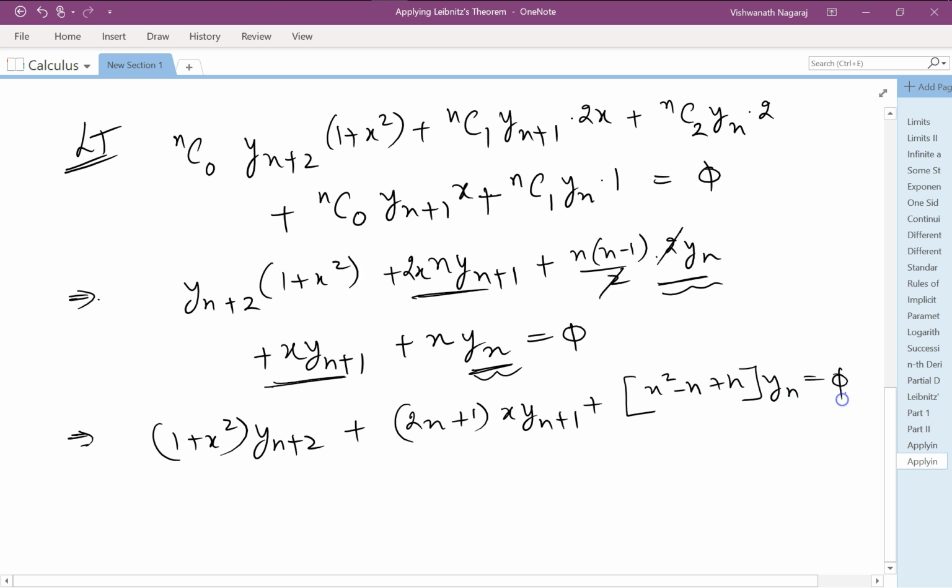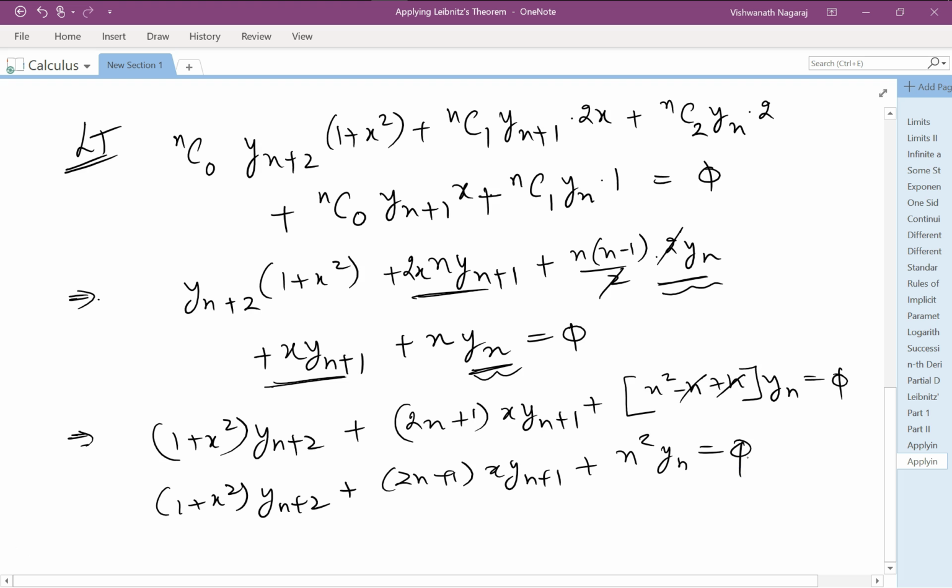y_n equal to 0. So finally we are left with plus (2n plus 1) x y_(n+1) plus n gets cancelled. So we are left with n square y_n equal to 0. Now this is what we had to show.